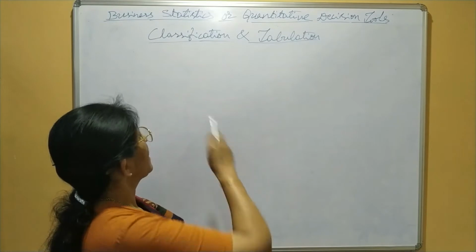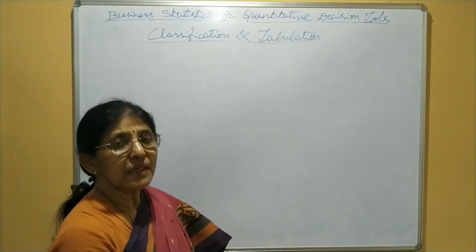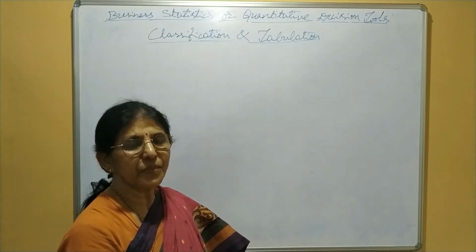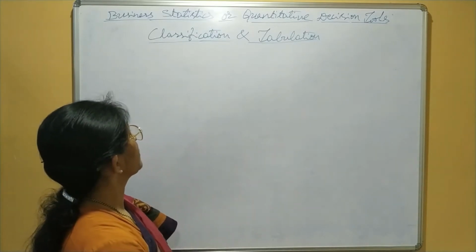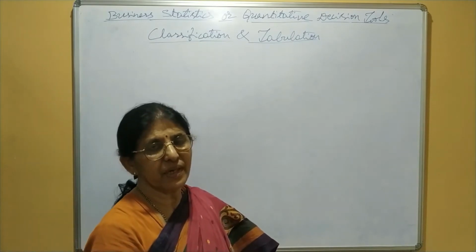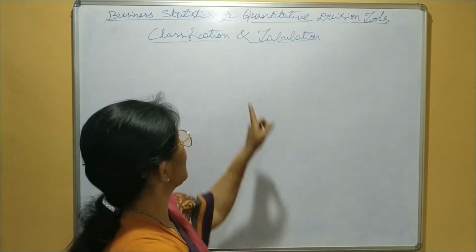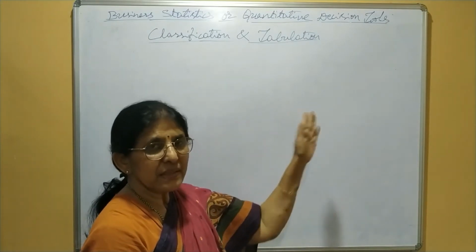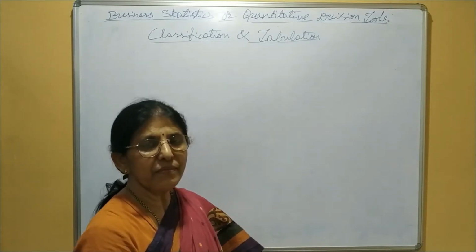We have learned about classification, which is the first stage of arrangement of data. Now it is known to you, classification and tabulation are two stages of arrangement of data. Now, what is tabulation? Tabulation is the second stage of arrangement of data.